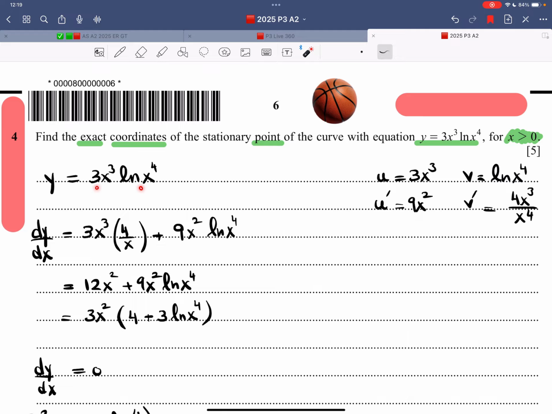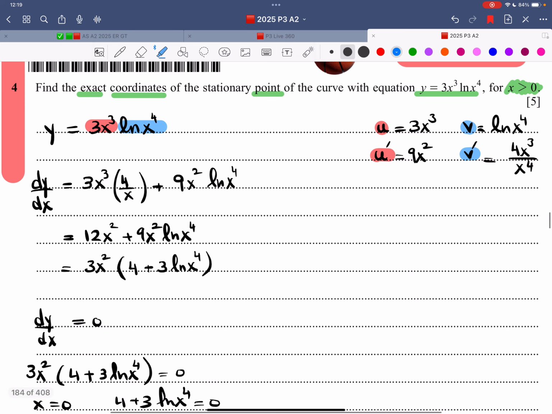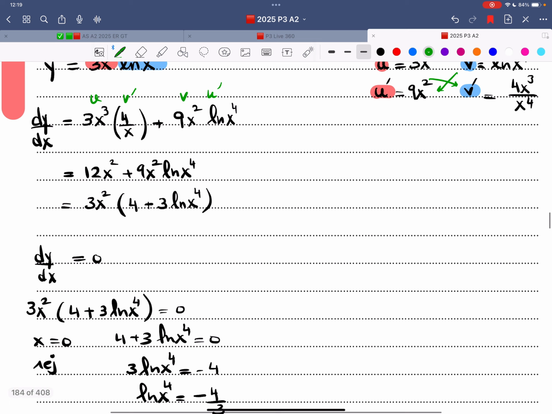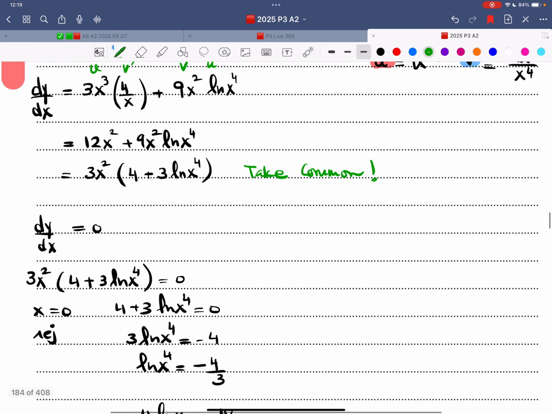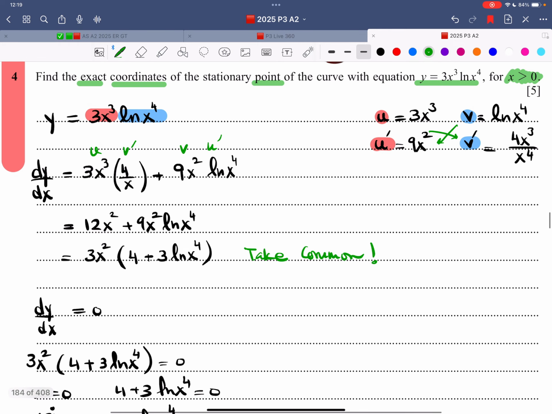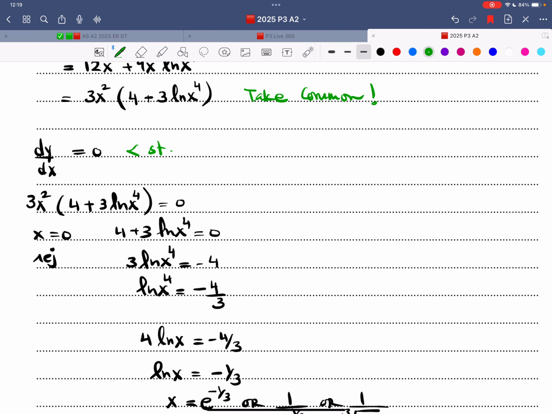This is y equals 3x square into ln x. So this is u, this is u prime. This thing ln x power 4, this is v, this is v prime. And then you multiply in a certain order, that is u into v prime, v into u prime. And then you simplify, you get this thing, take common. So always make a habit of taking common. Now dy by dx is equal to 0, stationary point. So write it over here. We are talking about stationary points, that is dy by dx is 0.